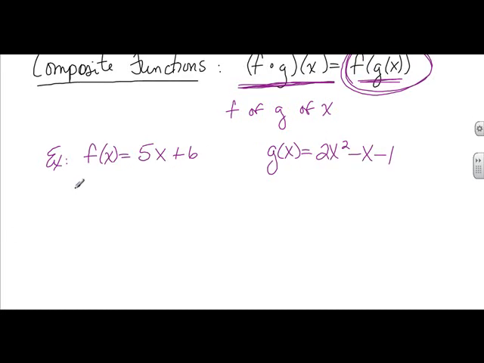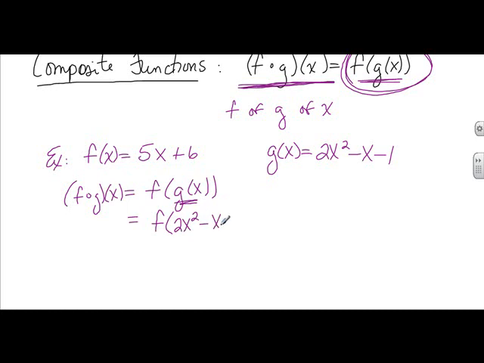The composite function f of g of x, I would begin by writing f of g of x this way. Okay, and then I'm going to replace g with what g is equal to. g is equal to 2x squared minus x minus 1. So now it's very clear that what I'm going to do is take the quantity 2x squared minus x minus 1 and put it in function f. Well, function f is 5 times your variable plus 6.